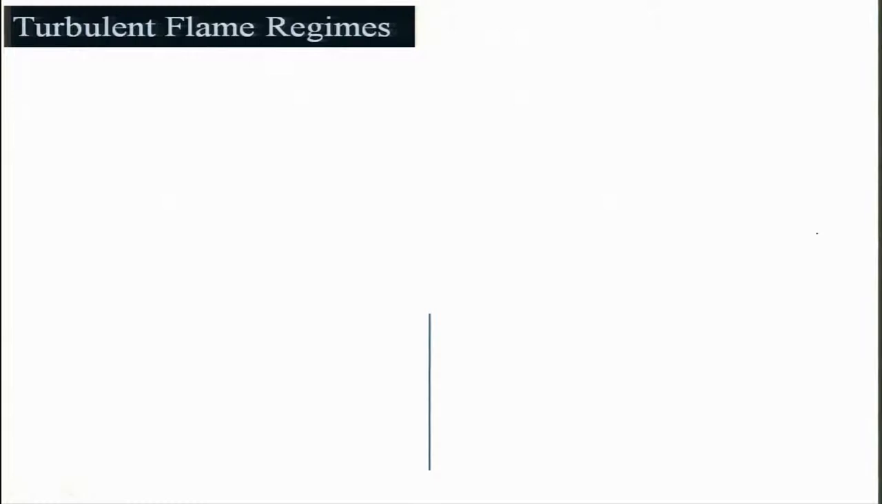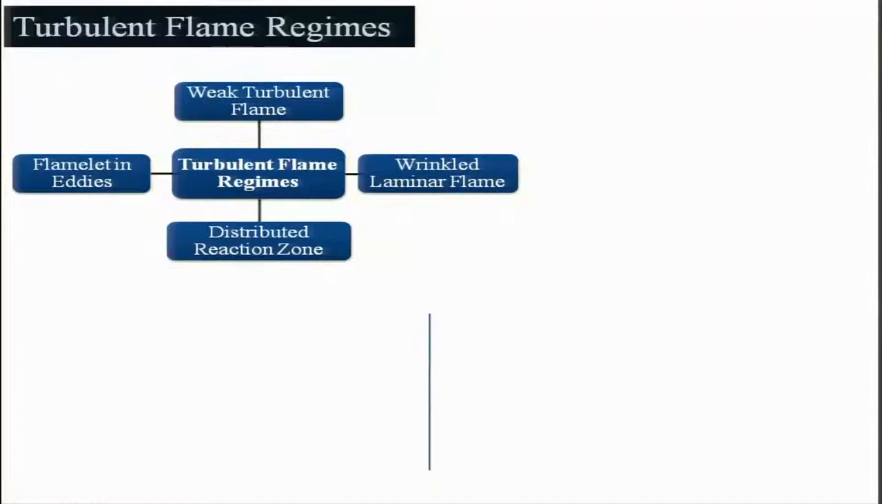And now it can be broadly divided into four categories. That does not mean only four categories, okay. There will be several varieties in between also. So, one will be weak turbulent flame, another will be wrinkled laminar flame, that means it will be wrinkling the flame surface, but it is laminar in nature, and then flamelets in eddies and distributed reaction zone.